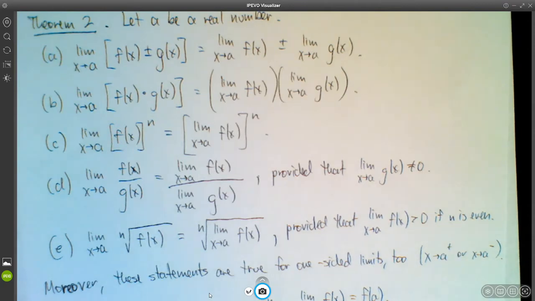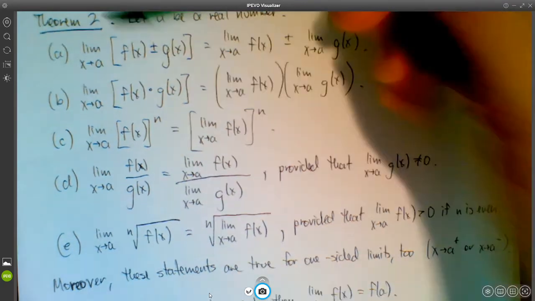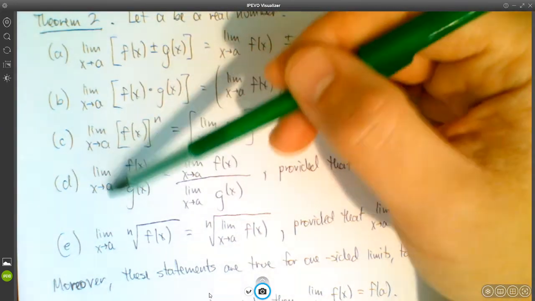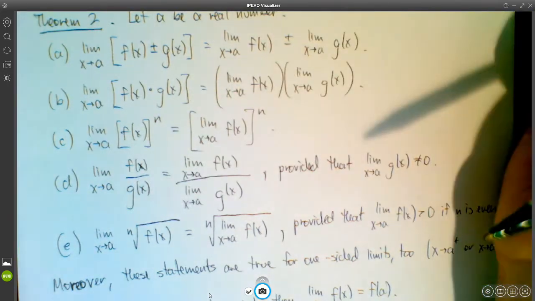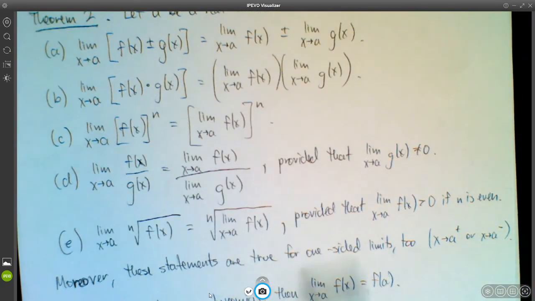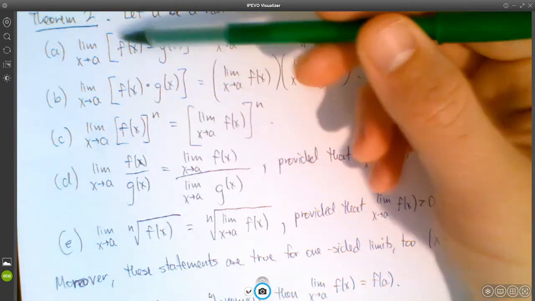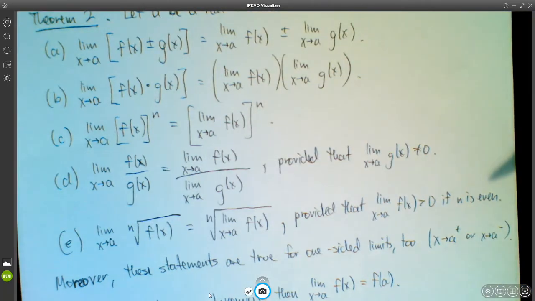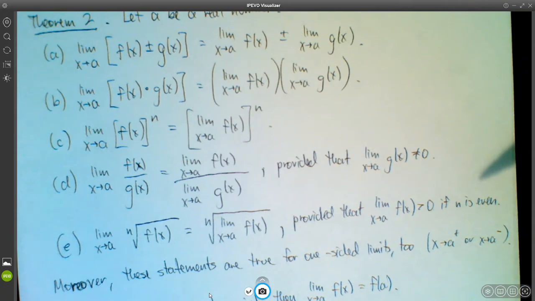Anyway, so that's that. Now, in each of these statements, I was using a two-sided limit. But actually, each of these statements is true for the one-sided limits as well. So instead of x approaching a, maybe we're only interested in approaching a from the right, or maybe we're only interested in approaching a from the left. These statements would still apply. Okay, these statements are still true for one-sided limits.